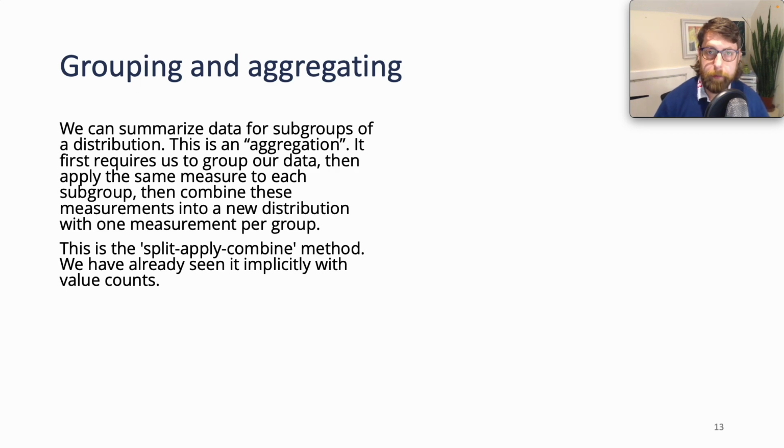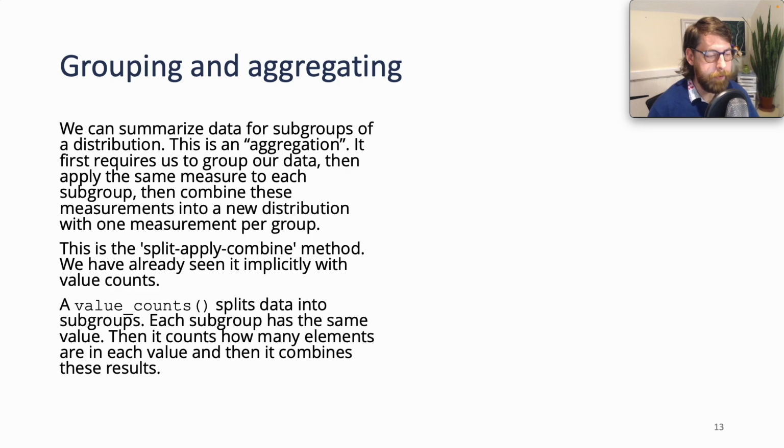And we've already seen that method implicitly with the value counts. So, a value count splits the data into subgroups. So that's the split part. Each subgroup has the same value. Maybe it's all the strawberry values. Back to the ice cream. And then it counts how many elements are in and applies, and then combines these results. So the count is what is being applied to each group.